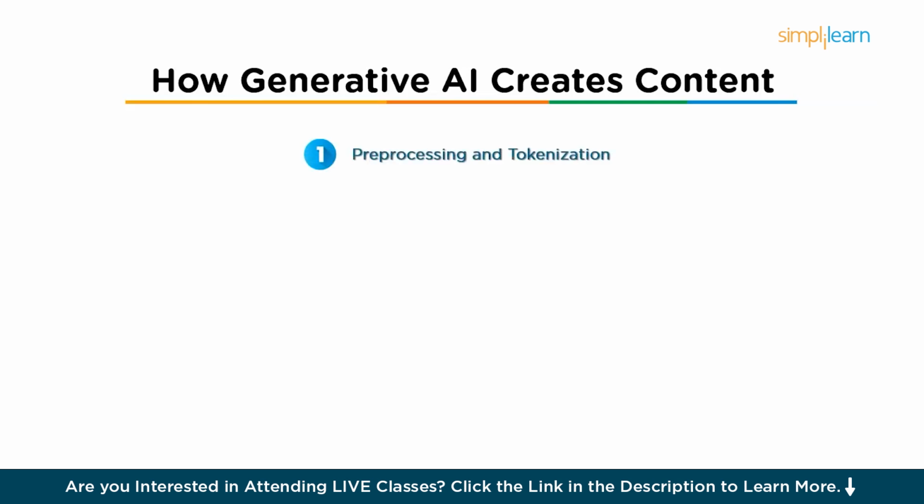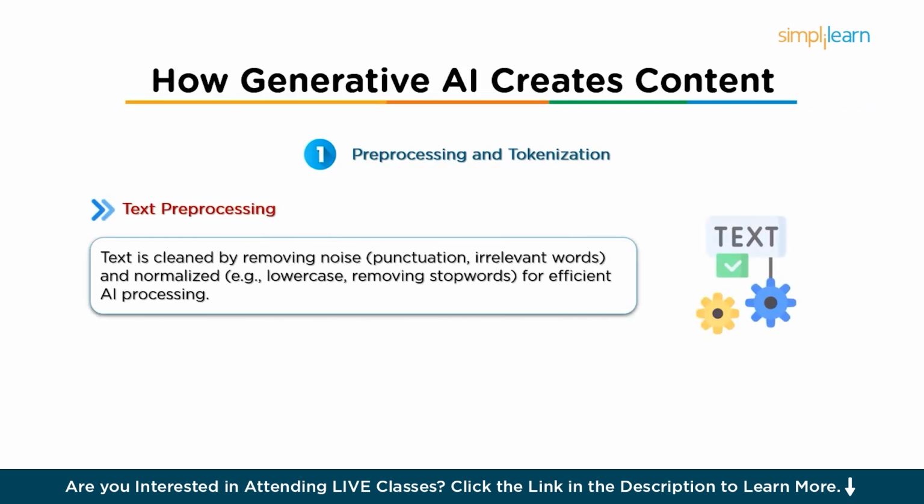So the first step is pre-processing and tokenization. Before an AI model can start learning from text data, the data that we give must first be pre-processed and tokenized. So here's how it works. First, we have the text pre-processing step. Here, the text data is typically cleaned and formatted to remove noise like punctuation, special characters, or irrelevant words. Text may be normalized by converting everything to lowercase, removing stop words, for example the, and, or correcting spelling errors. So the goal is to prepare the data for efficient processing by the AI model.